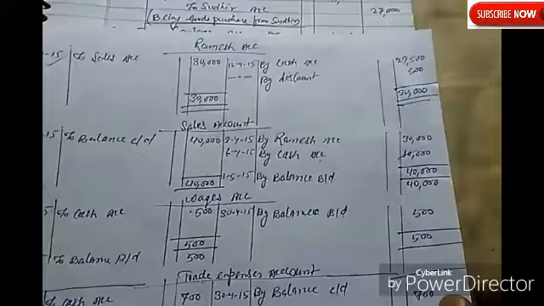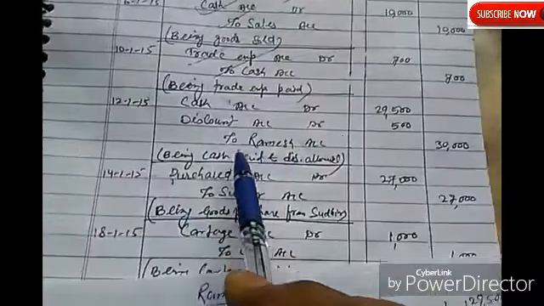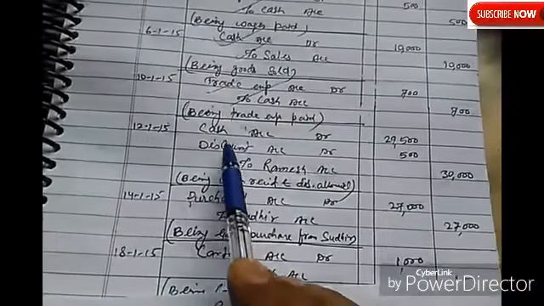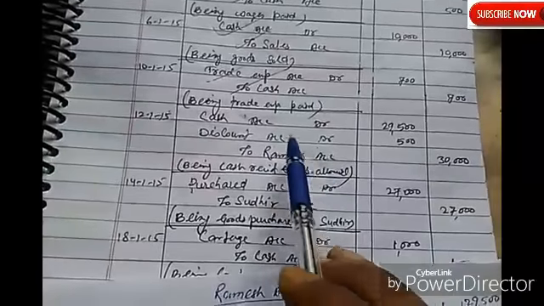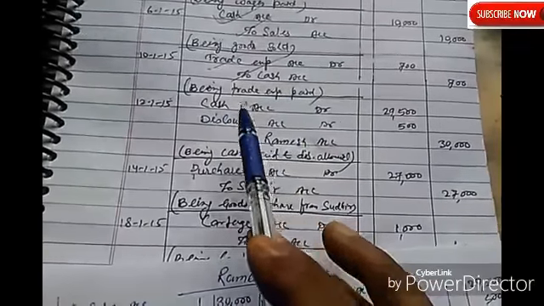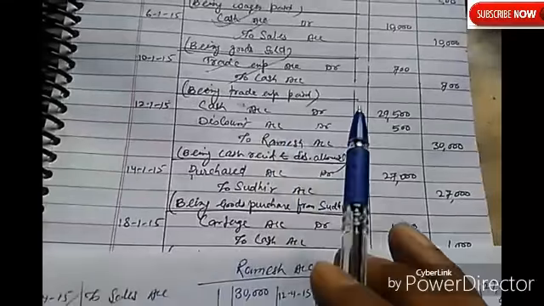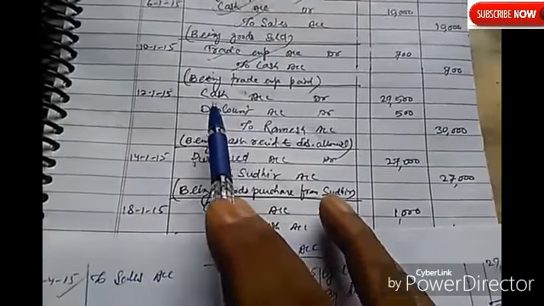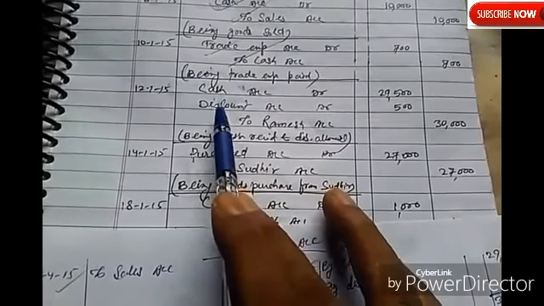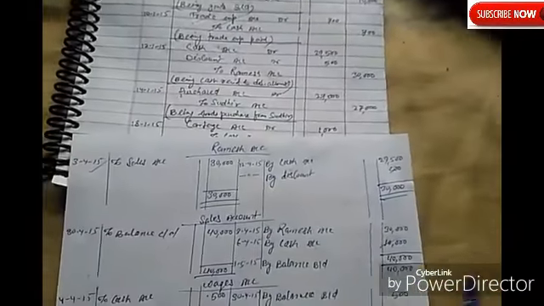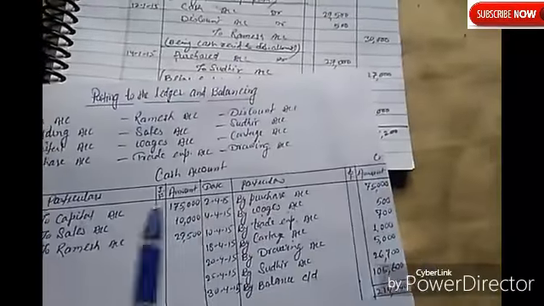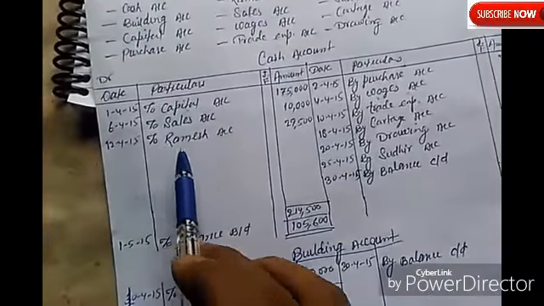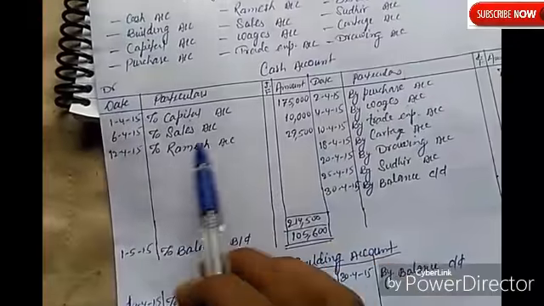Now see, on 12th, cash account debit and discount account debit to Ramesh account. The cash ledger is already open, the Ramesh ledger is also open, so one more ledger will be opened, the discount. So the first entry, this cash 29,500 on the debit side, it will come in the Ramesh account debit 29,500.